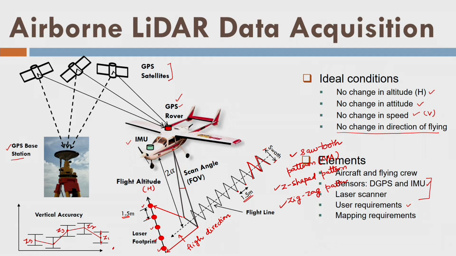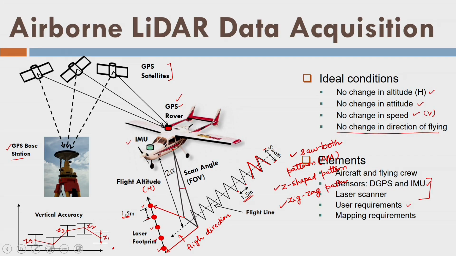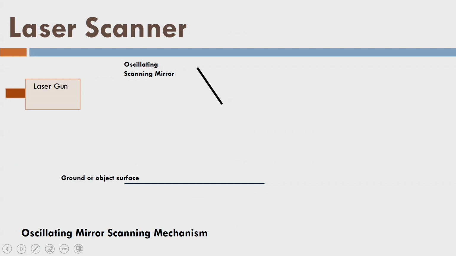Okay, so we should understand the roles of each and every one of these elements, so that once we understand them, we can ensure what kind of quality we want and how to ensure that quality of the data, right? So let us go ahead, and first of all, let us look into the first element, that is my instrument or the sensors. The sensors are IMU, GPS, and we have the laser scanner.